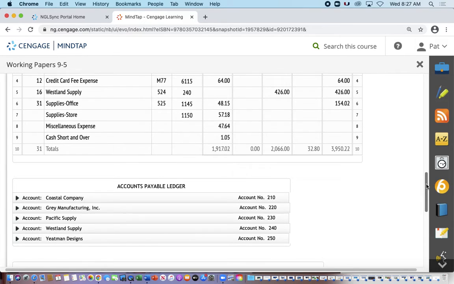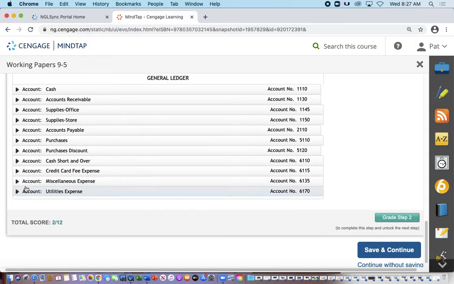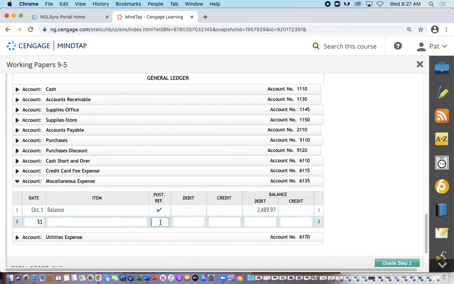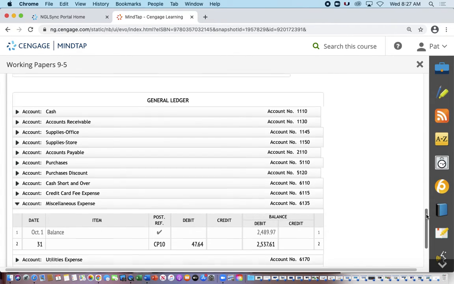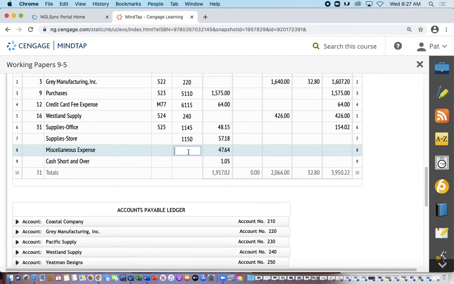Good. We have miscellaneous expense next. So you go a little farther down to the bottom. You have the 31st. It's CP10. You have a debit to miscellaneous expense for $47.64. Debit balance plus $47.64 is $2,537.61. It's a lot of miscellaneous expense. We should be able to put these in accounts. That's right. 6135 is the account number. So we go ahead and put in miscellaneous.